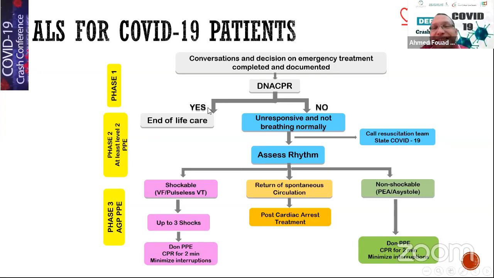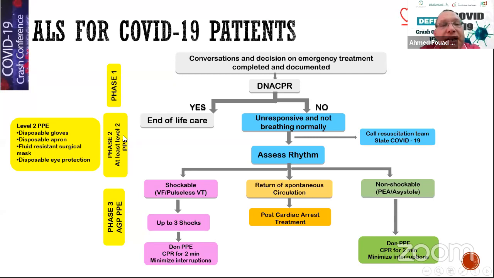For the assessment of consciousness level, whether unresponsive or not, or assessing the rhythm, you need phase 2, which is level 2 PPE. So for assessment of the arrested patient, you have to wear disposable gloves, a disposable apron, an FFP2 or N95 mask, and disposable eye protection. So you have to complete wearing PPE.